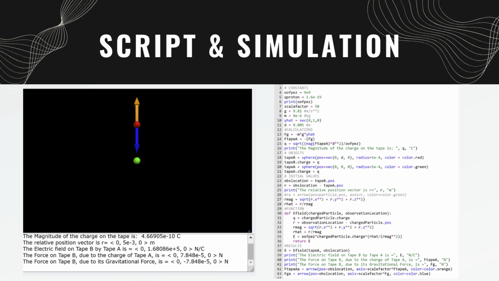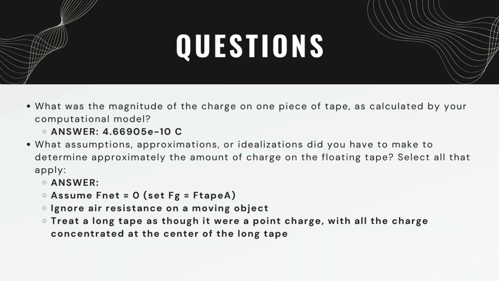For my GlowScript code, I used a modified version of Lab 0, including Fnet is equal to the gravitational force plus the electric force of tape A. I created a separate sphere for tape A and tape B, and created arrows representing the balanced forces. Again, I assumed that Fnet was equal to 0. I ignored air resistance. I treated the tape as if it were a point charge with all the mass and charge concentrated at a central point.